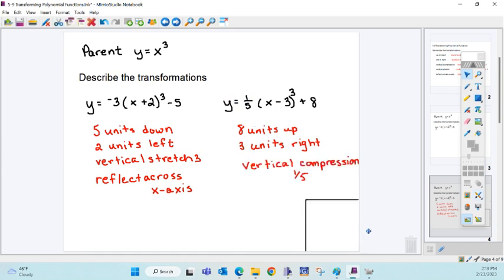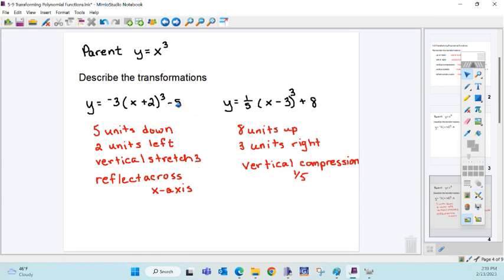Okay, so vertical compression. So the difference, 1/5. The difference between vertical stretch and vertical compression, because I didn't study that, that's why I'm asking. The difference is one is less than 1 and one is greater than 1, right? Exactly. Less than 1 or greater than 1.